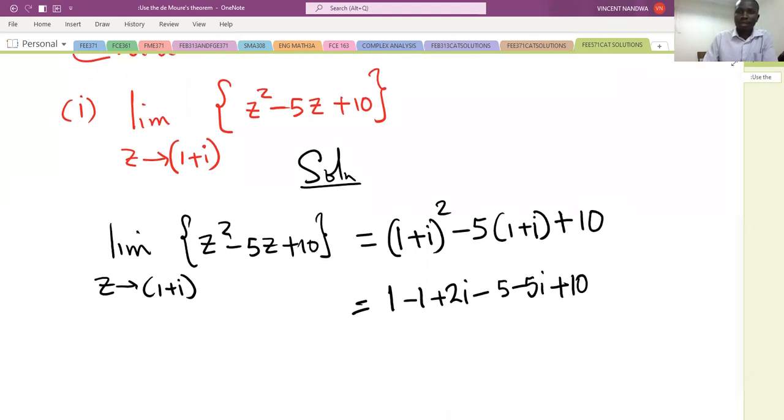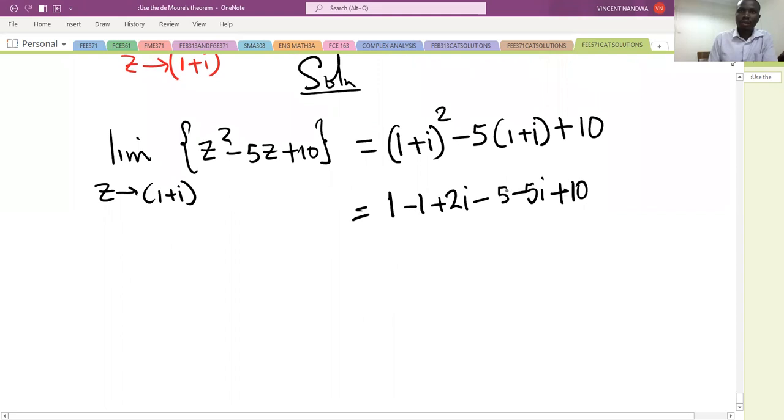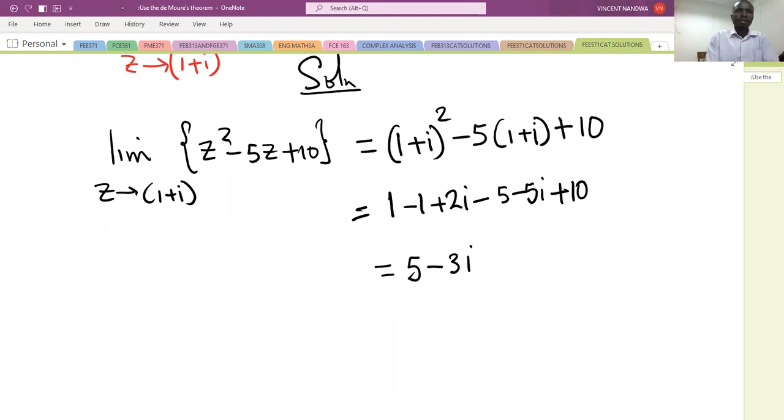Now 1 minus 1 is 0, so minus 5 plus 10 is 5. 2i minus 5i is minus 3i. So the answer for that limit is 5 minus 3i. So that was the first problem.